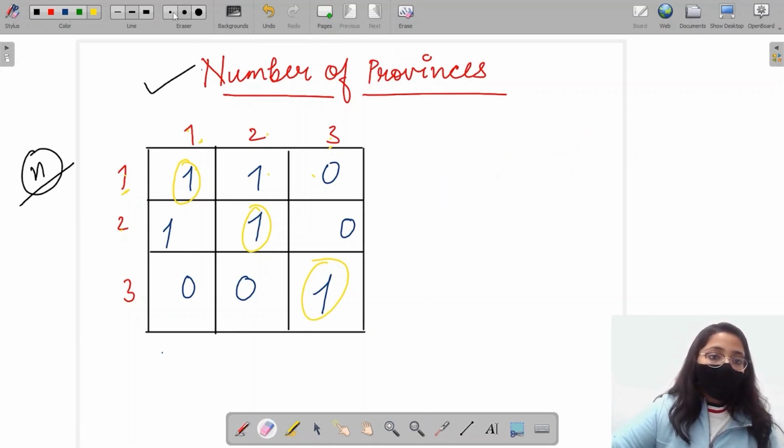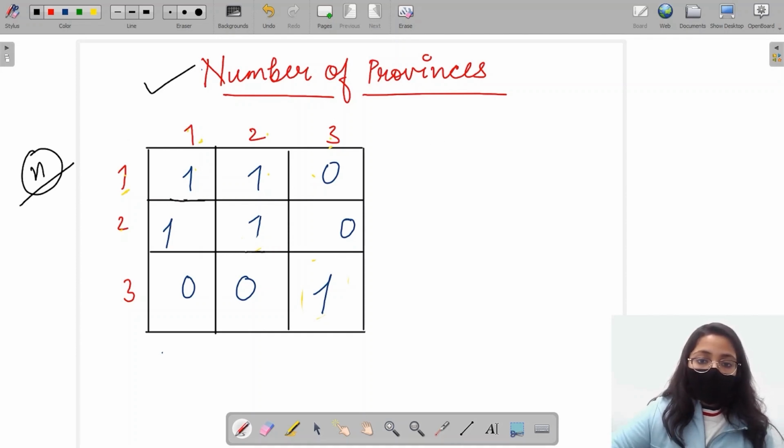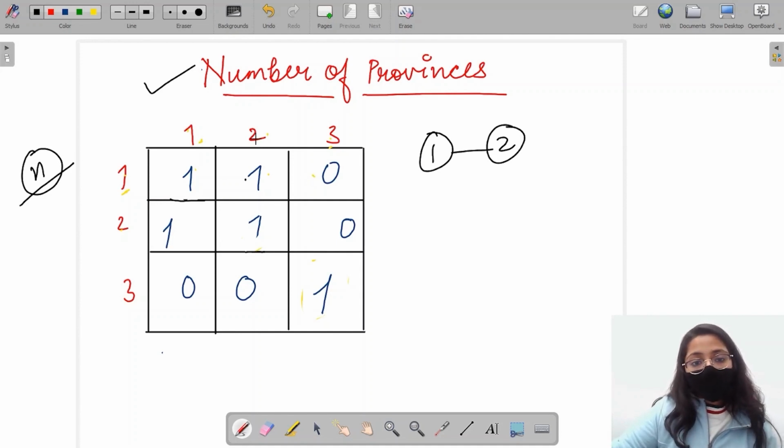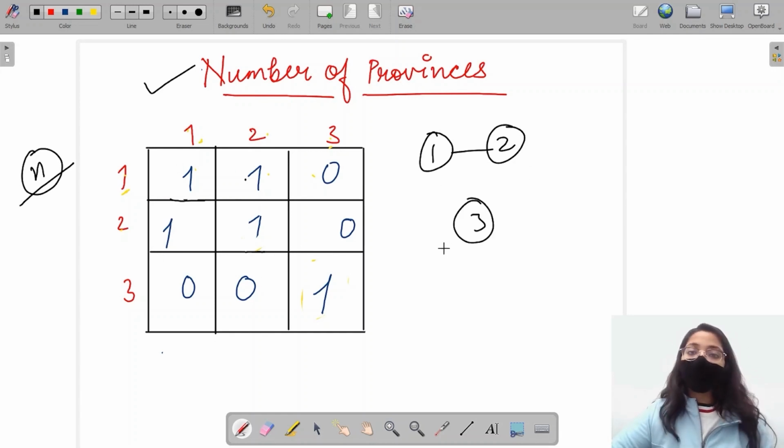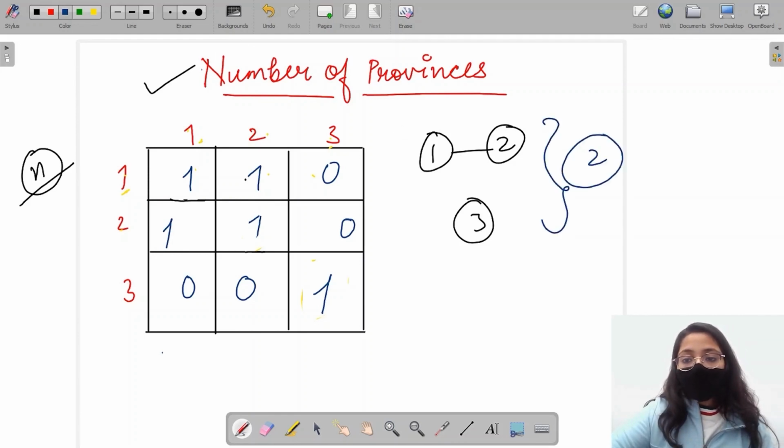Other than that, in this question, looking at the input, I can see that I have 1 which is connected to 2 but not connected to 3. Now since 1 is connected to 2, so 2 will also be connected to 1 and 2 is connected to itself. 3 is also present but it is not connected to any of these provinces or any of these cities. So I have total 2 provinces.